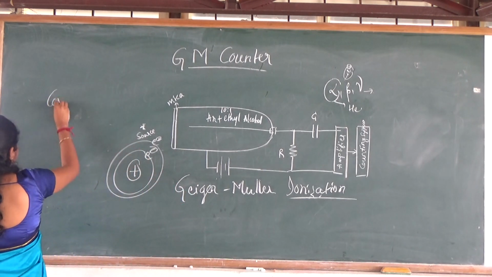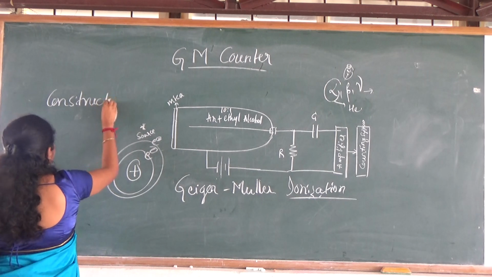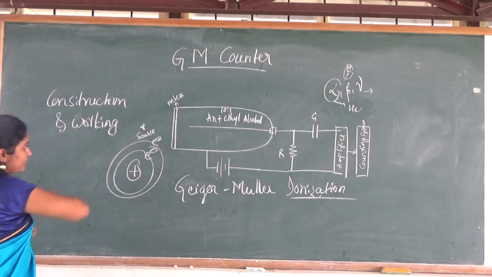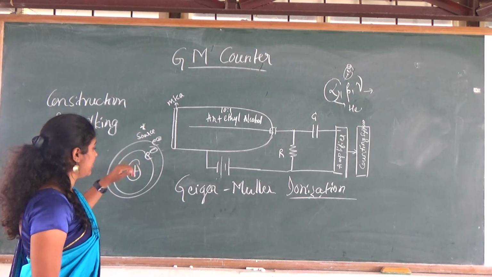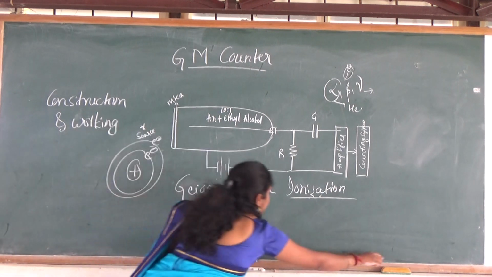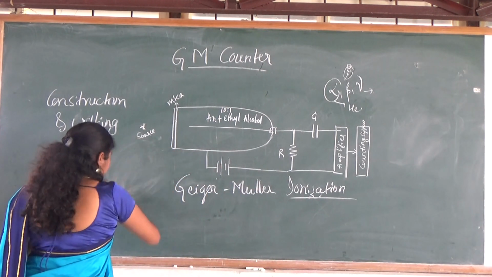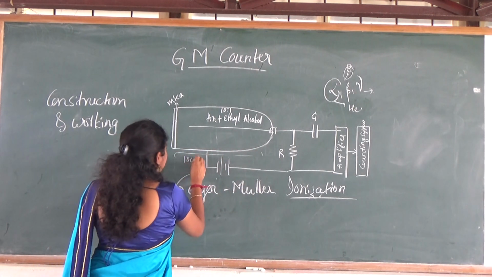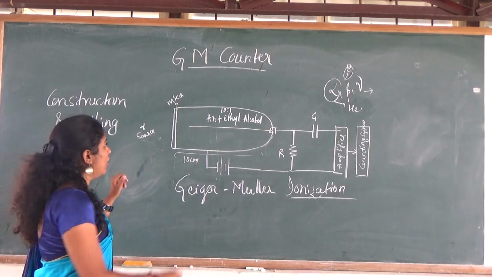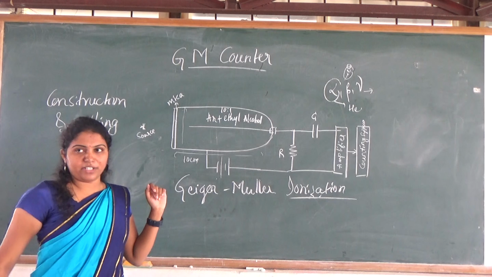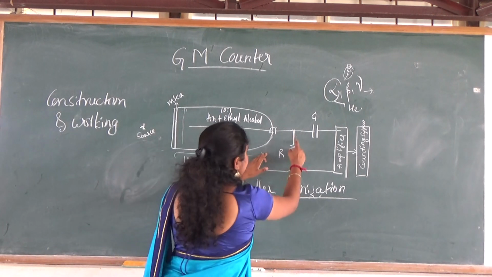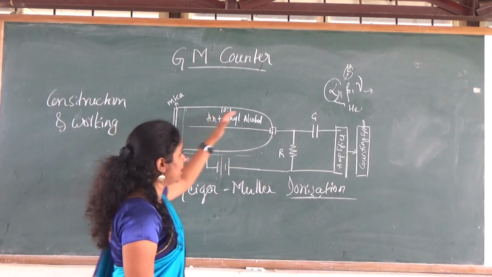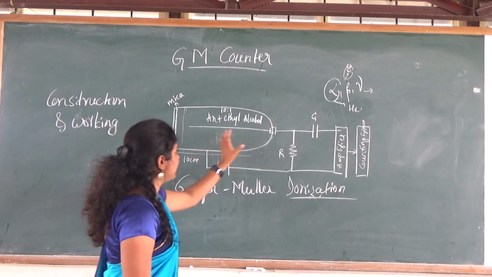We are going to study today the construction and working of the GM counter. First, the construction. The GM counter consists of a metal tube, nearly 10 centimeter long and 1 centimeter in diameter. This is the tube, and there are the resistor, capacitor and the external circuit, that is amplifier and counting system. This total we refer to as a GM counter. This is the GM tube.